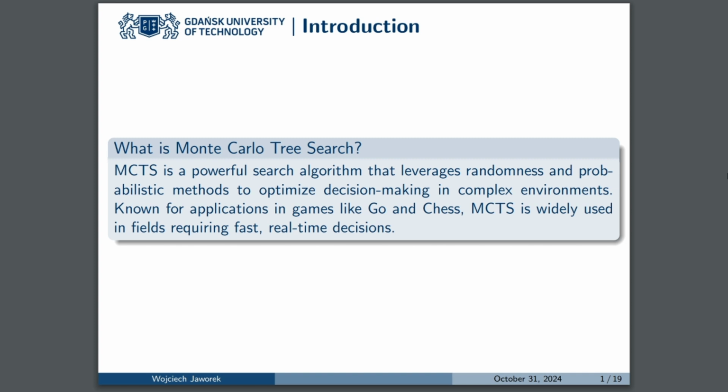It is known for application in games like Go or chess and is widely used in fields requiring fast real-time decisions. Most notably, it was used by the DeepMind team in programs like AlphaGo and AlphaZero.